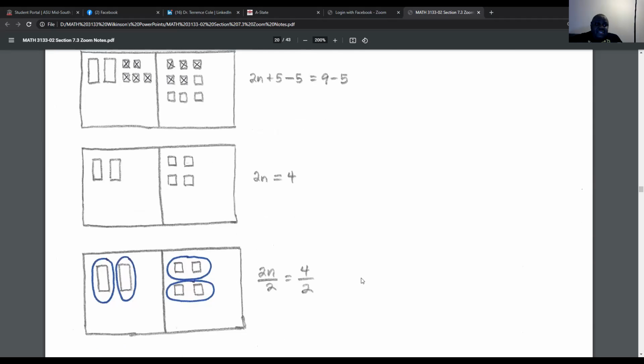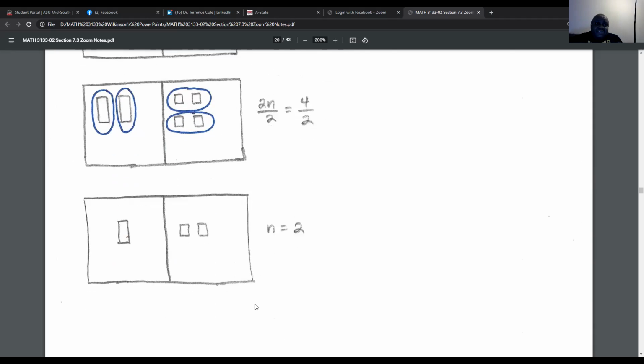Now here, I need to divide by 2. For every one tile, I want to divide this evenly into 2 groups. Those 4 tiles need to be divided evenly into 2 groups here. For one n tile, I need 2 one tiles, as you can see. So on this last line, you'll see that n is equal to 2. And that's how we solve an algebraic equation using algebra tiles.